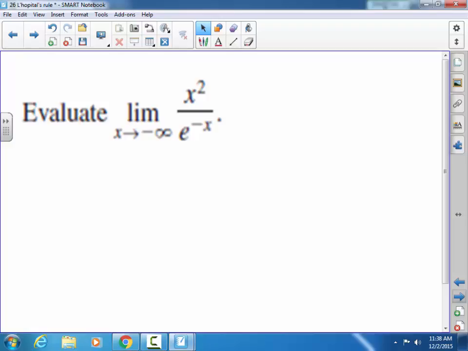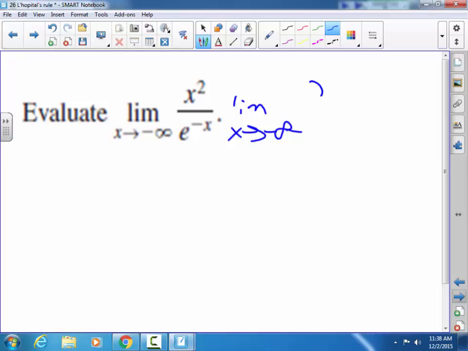So when you plug in, do you get infinity over infinity? Because that'll become e to the positive x, which is infinity. So when we take the derivative, we get the limit as x approaches negative infinity of 2x over negative e to the negative x, because the derivative of negative x is negative 1. What do we get there if we plug in now? If we plug negative infinity in, we get negative infinity over negative infinity still.